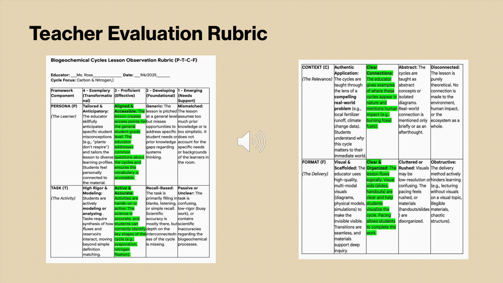And then finally, the format, the delivery, I gave you a 3 for that as well. The lesson flows logically. Visual aids such as slides and handouts are clear. The pacing allows students to complete the work. You didn't have to spend so much time teaching that the students didn't have an opportunity to finish the work. They had a little time to work on it, which is also pertinent as well.